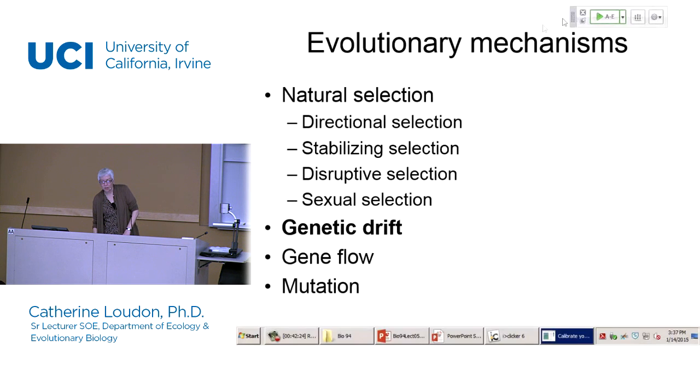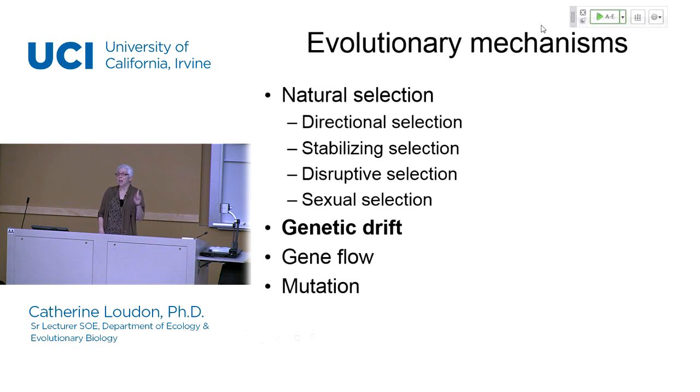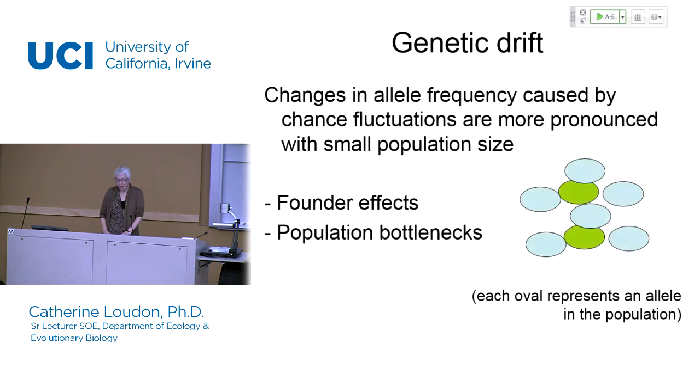Okay, so let's leave natural selection now and move on to the next evolutionary mechanism, and that is genetic drift. This is one that students sometimes find much more confusing because the argument deals with probability and understanding the role of chance when you have very small numbers. So genetic drift is defined as changes in allele frequency which are just caused by chance fluctuations.